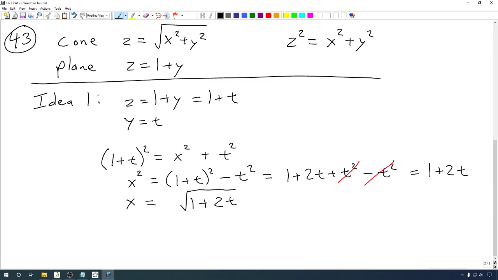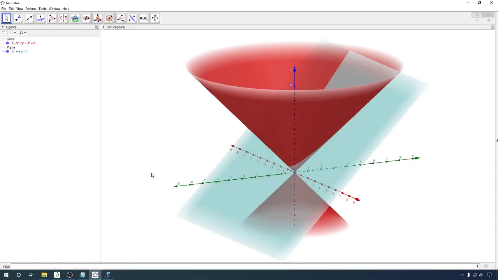I should note here that now we have x, y, and z parametric equations for a curve. Let's see what that curve actually looks like. So I have a curve. My x component is square root of 1 plus 2t, which isn't too bad. Our y component is actually just t, and our z component is 1 plus t.